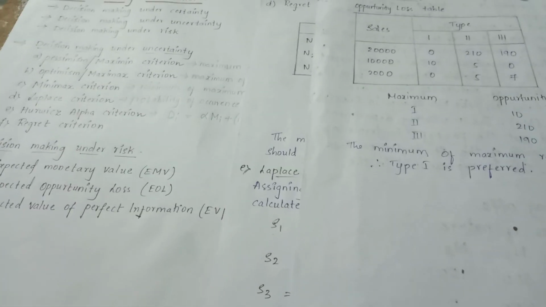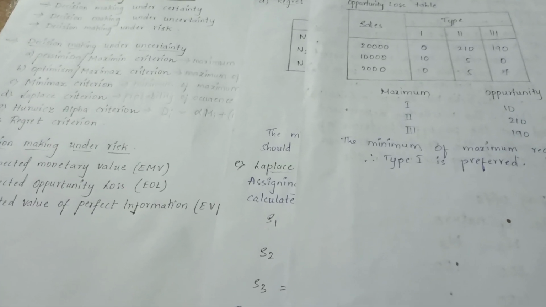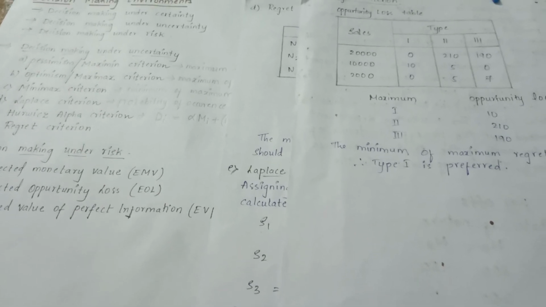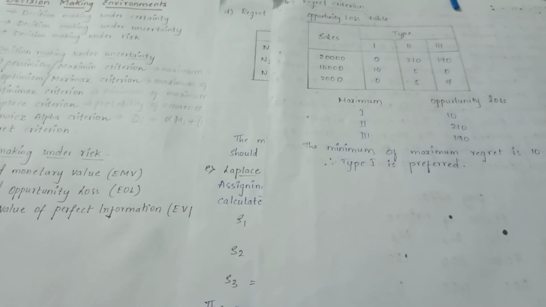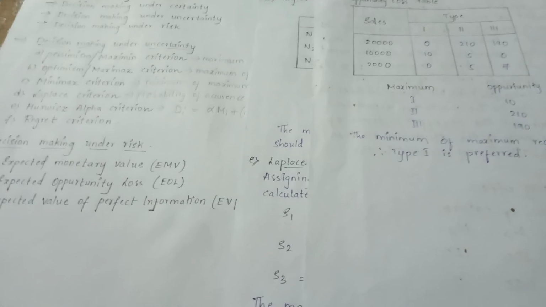Clear? These are the 2 problems on decision making under uncertainty, students. I hope you understood the topic. In our next class, we shall continue with the next topic, that is decision making under risk.